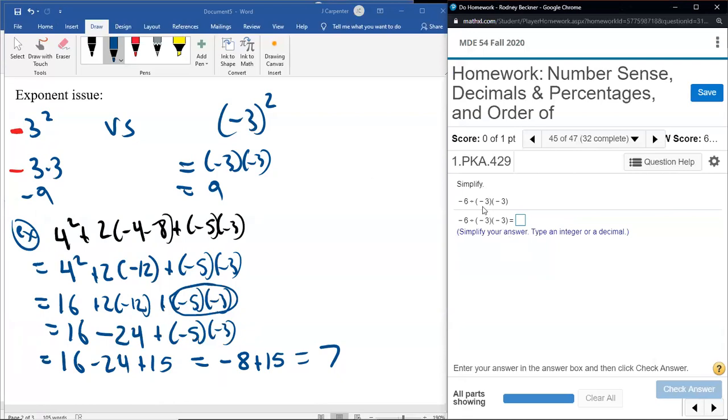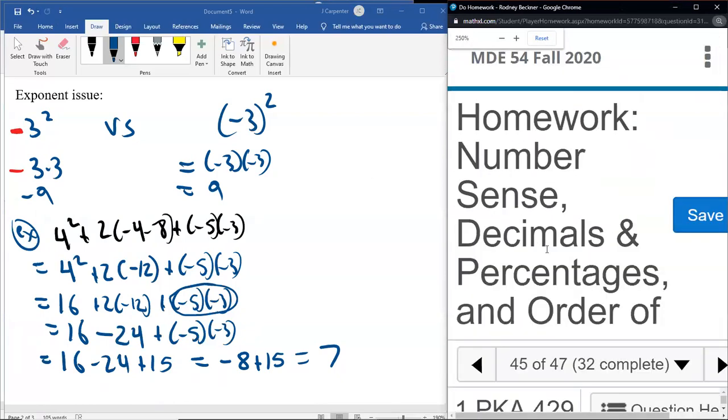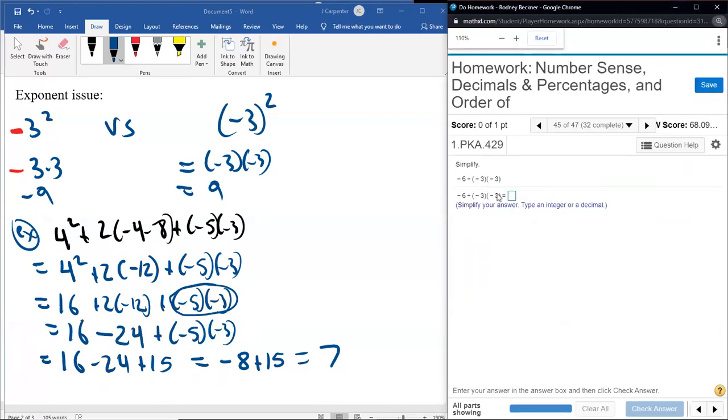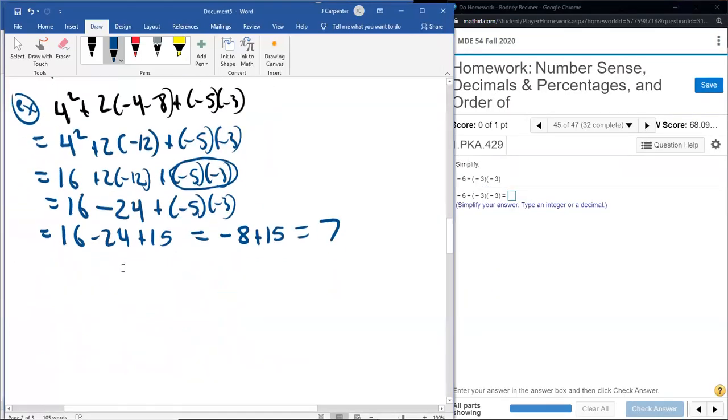All right, if you can't see, oh, the zooming in was a little too wild there. That is a division between the -6 and the first -3. So that's -6 divided by -3 times -3. This problem is great because it's just emphasizing what we just went over in that very last step. So that's -6 divided by -3 times -3.